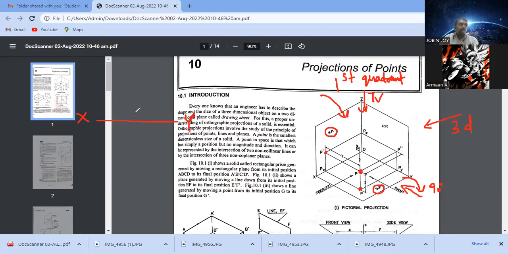So this is the XY line. Then draw the projector line and mark P dash. P dash is the front view, and mark P. P is the top view. So this is your answer. Is this clear? Yes, sir.